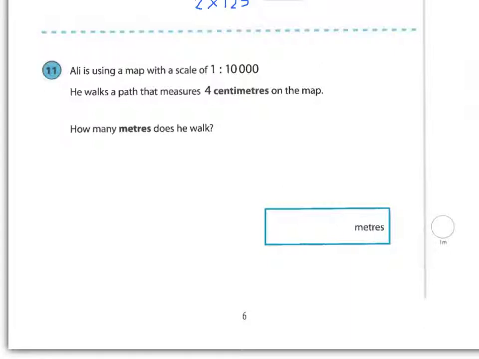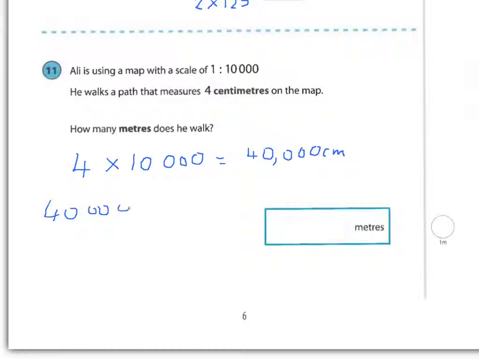Question 11. Ali is using a map with a scale of 1 to 10,000. He walks on a path that measures 4 centimetres on the map. How many metres does he walk? Well, we must multiply by the scale on the map, which is 10,000. So that gives us 40,000 centimetres, and then we've been asked to work out how many metres this is, so then we would divide that 40,000 by 100, and we would get 400 metres.